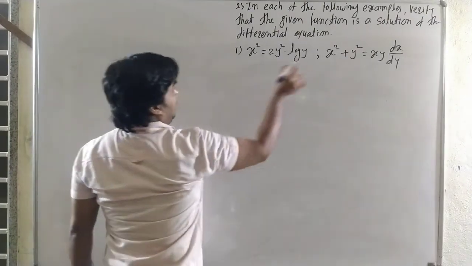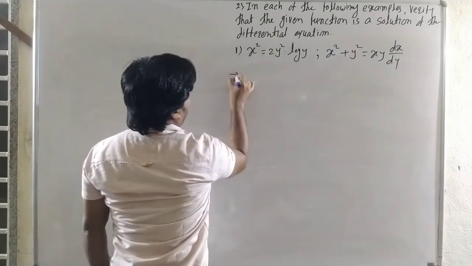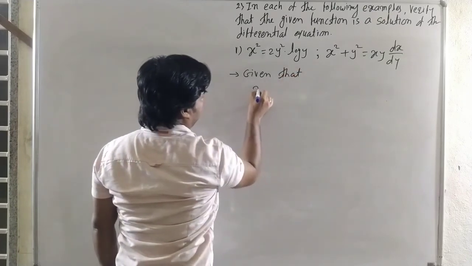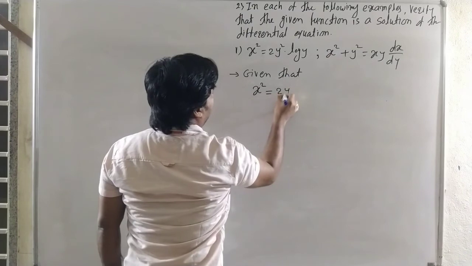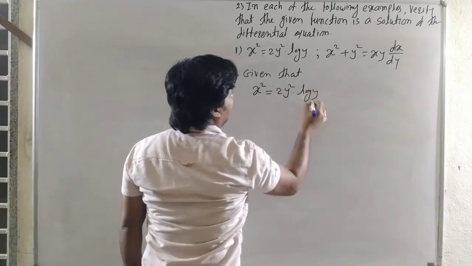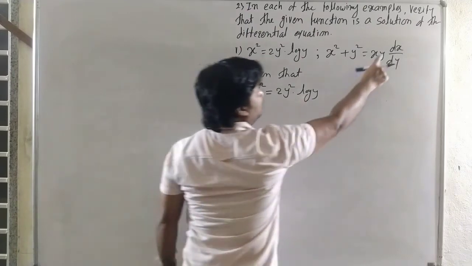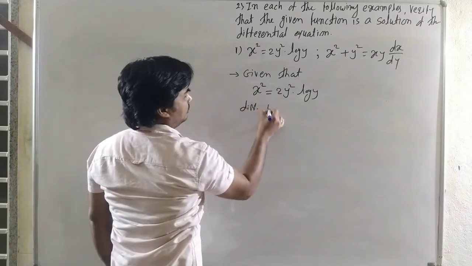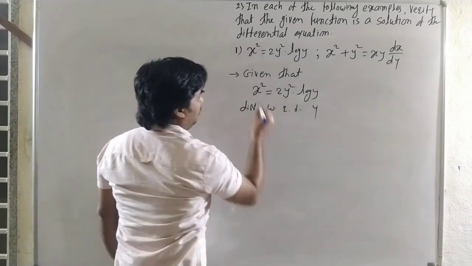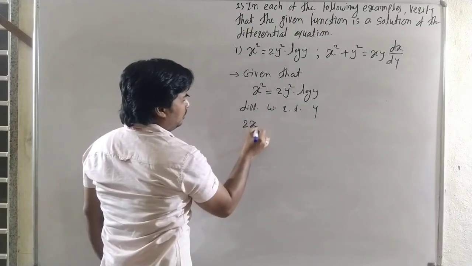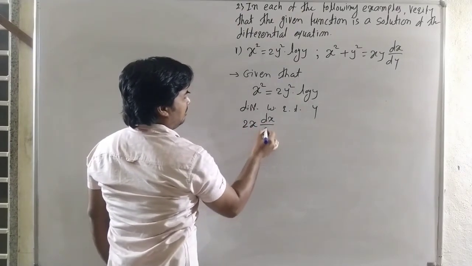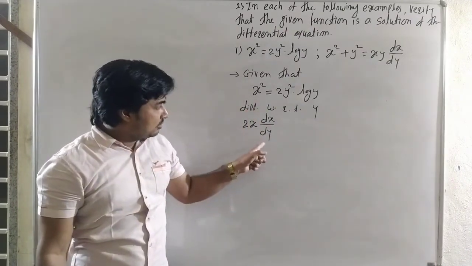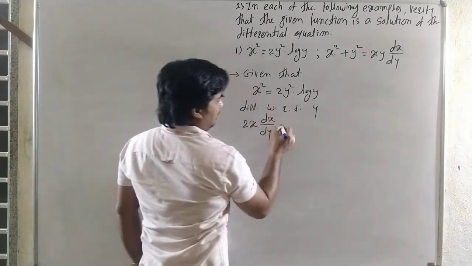Okay. Here we want dx by dy. Here given x square is equal to 2y square into log y. Now this relation we differentiate with respect to y. Here we want dx by dy, therefore differentiate with respect to y. The derivative of x square is 2x dx by dy. It is a derivative of x square with respect to y. And here 2 as it is.